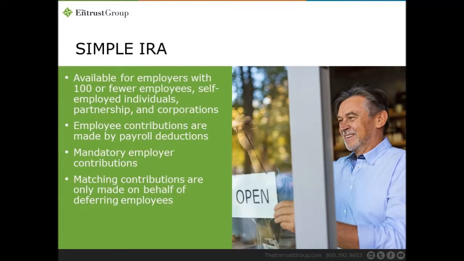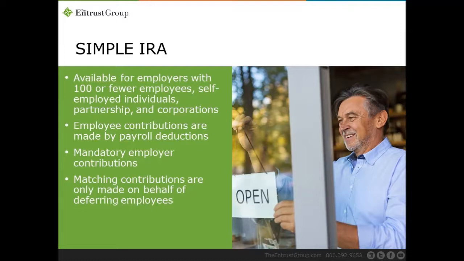The maximum match is up to 3% of a person's income. Let me give you an example. If an individual makes $100,000 again, and they defer, let's say, $5,000 of their paycheck into the plan, the employer must match dollar for dollar up to 3% of that individual's income. At $100,000, the maximum amount is 3. Therefore, the individual will receive a $3,000 match to their $5,000 deferral.